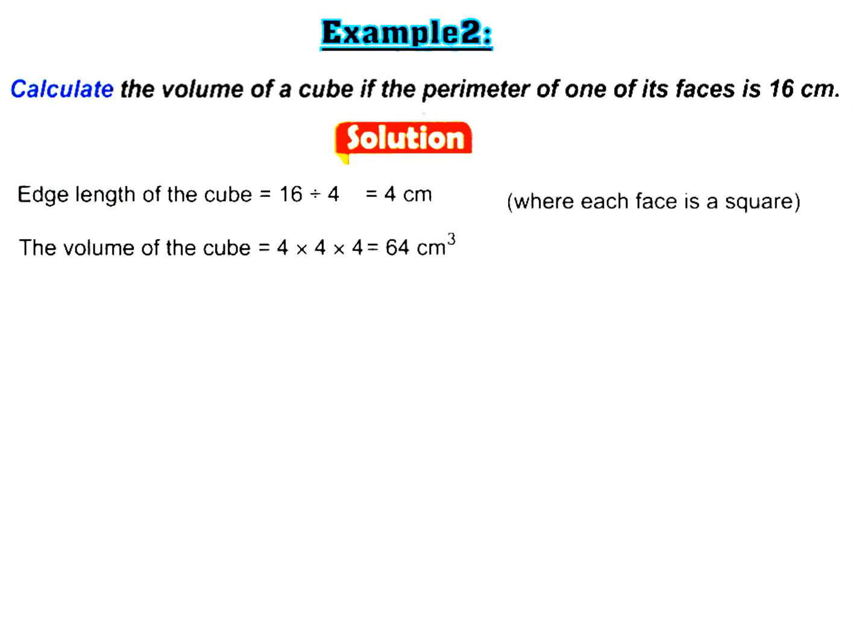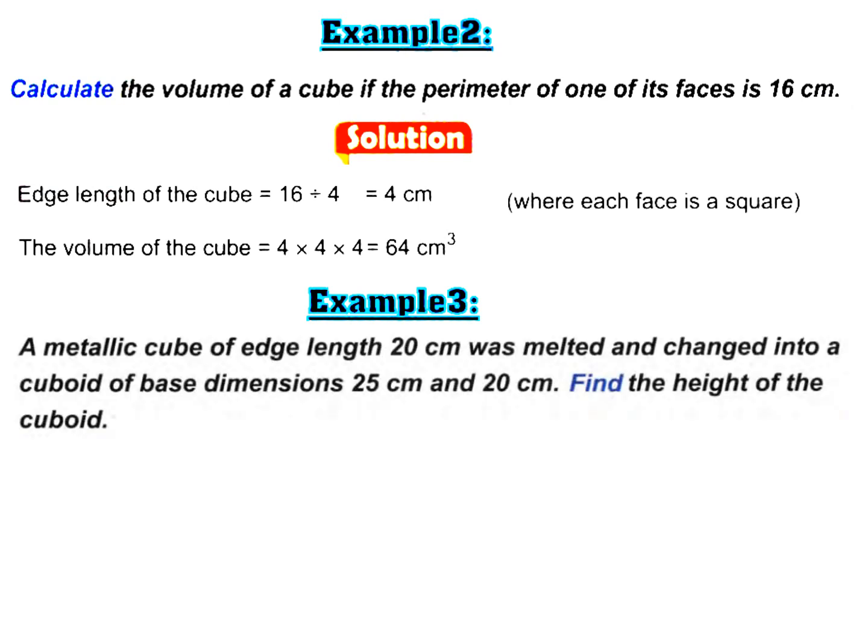Again, in an exercise on the cube, if you give me the perimeter of one face of the cube, I divide this perimeter by 4 to get S, the length of the edge, which equals 16 divided by 4 equals 4. This means S equals 4. The volume of the cube equals S times S times S, which equals 64 centimeter cube. Another example, example number 3.